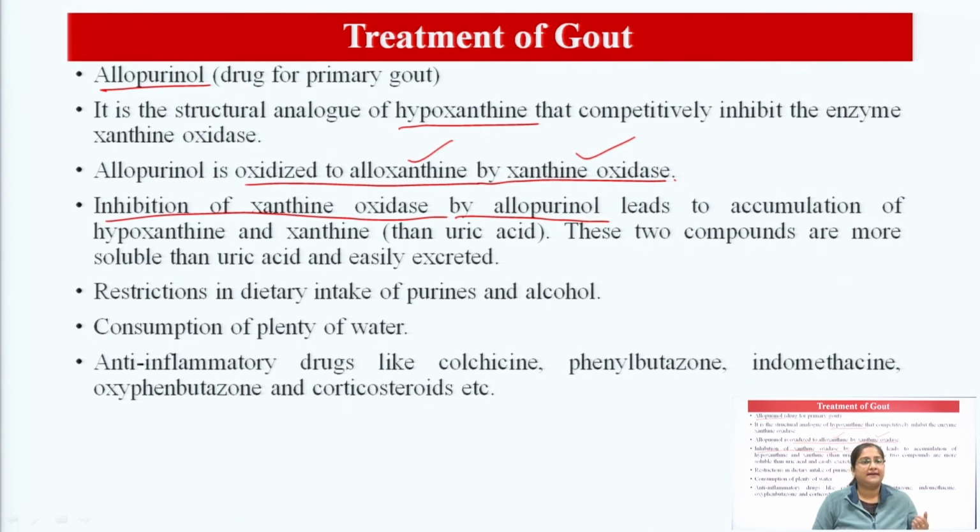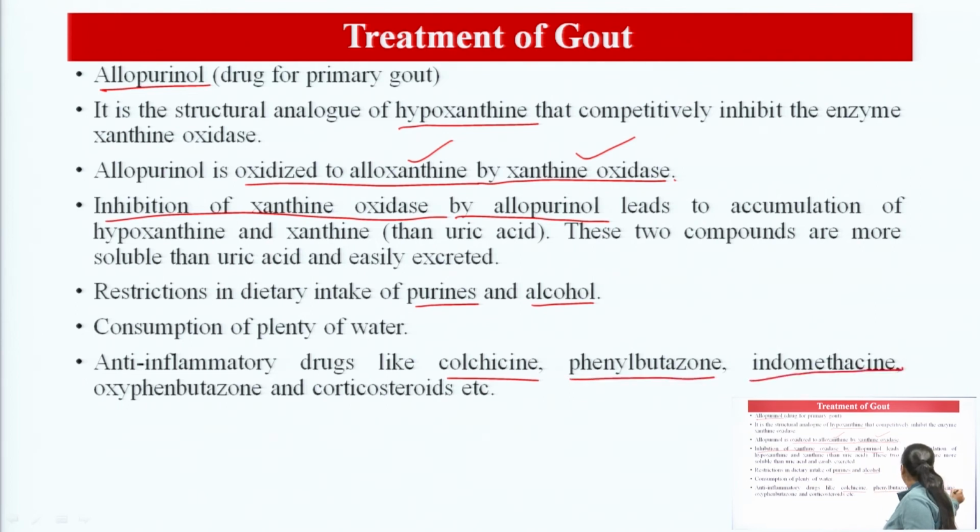Restriction of our dietary intake can also give us relief from gout, and dietary intake of what? Dietary intake of purines and alcohol. If plenty of water is consumed, then there will be relief from gout, and anti-inflammatory medicines for pain relief like colchicine, phenylbutazone, indomethacin, oxyphenylbutazone and corticosteroids, if used, can treat gout.